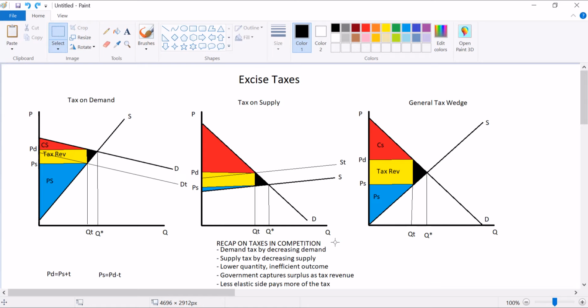And the less elastic side is the one who pays more of the tax or has the higher share of the burden. And that was shown by the steepness of the curves. The flatter curves pay less of the tax because they're more elastic.